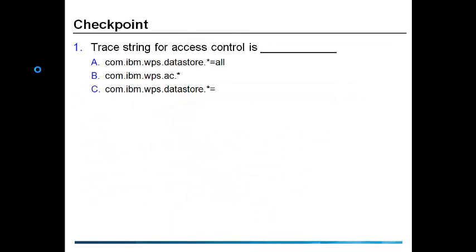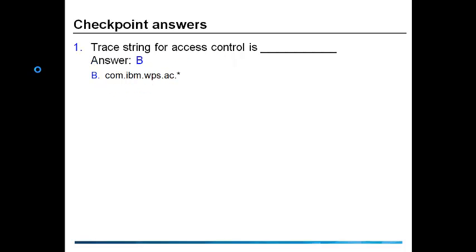And you should apply it. So the checkpoint trace string for access control is the second option: com.ibm.wps.ac.*.